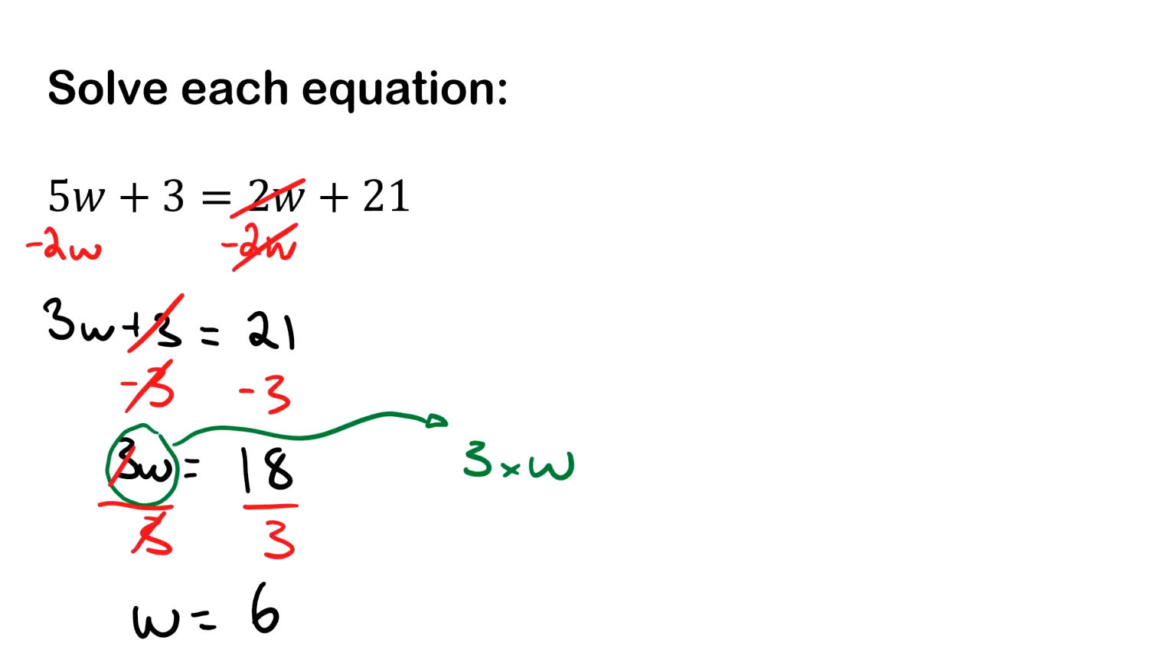So we've got down to what we want. Our W equals 6. Now, as you see, it's one step each time. Do one step, write down what it changes to. Do another step, write down what it changes to. Alright?